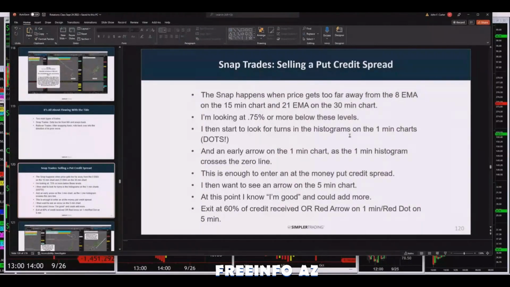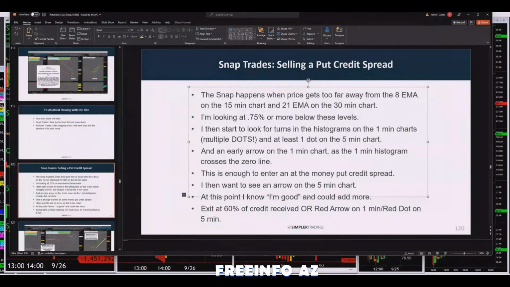The histogram on the 1 minute chart, multiple dots, and at least one dot on the 5 minute chart. Then an early arrow on the 1 minute chart. Okay, there we go.